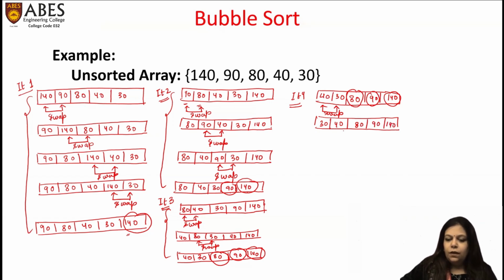140. So as you can see that if the value of n was 5, that means the number of elements in the array were 5, then in order to sort the entire array, we needed n minus 1 iterations. The number of iterations required were n minus 1. In this case, the value of n was 5 and we have successfully sorted the entire array in 4 iterations.